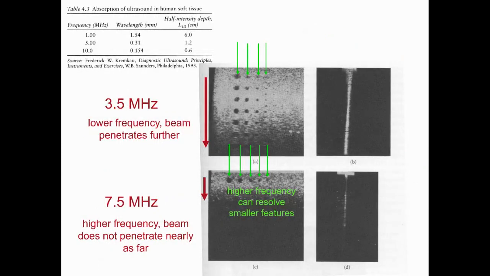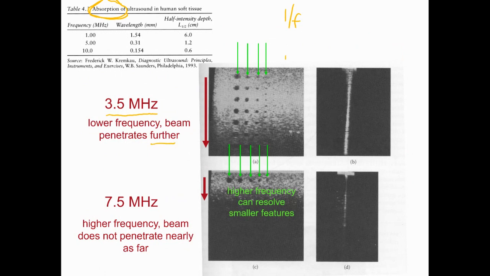How does the absorption of ultrasound go in human tissue? Well, you guys answered this on the question. It roughly scales as 1/f, which means that things that have a lower frequency will penetrate further. Here I'm showing data from 3.5 megahertz and 7.5 megahertz.